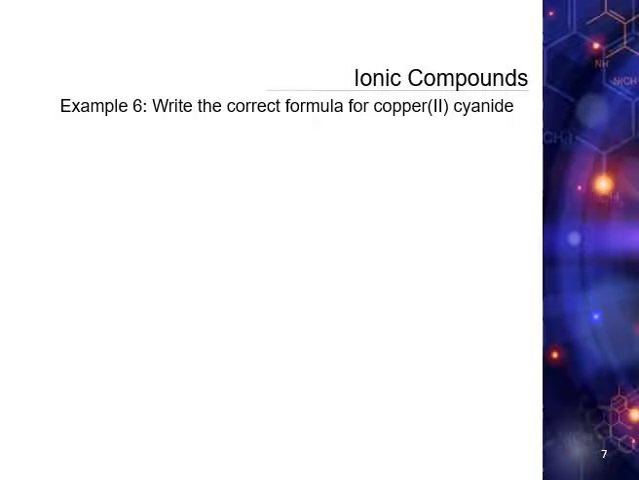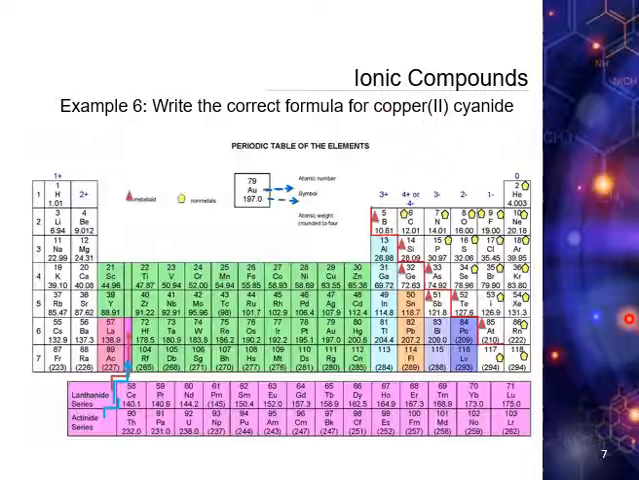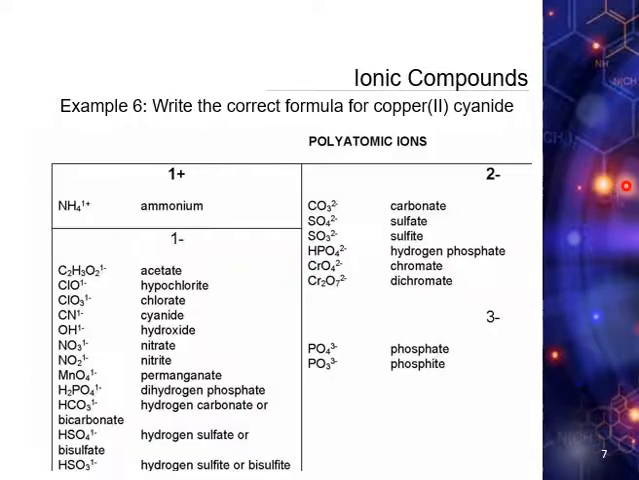Example 6. Write the correct formula for copper(II) cyanide. Roman numeral 2 means that copper has a +2 in this compound. Copper is a transition metal. Cyanide is a polyatomic ion. It's CN and it has a -1 charge.